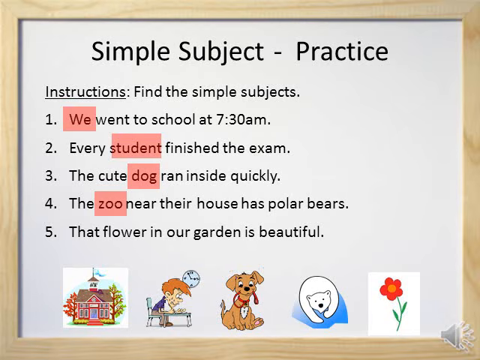Number 5, that flower in our garden is beautiful. What's the action of this sentence? Is beautiful. Who or what is beautiful? That flower. And what's the main word? Flower. So flower is the simple subject. And again, this could be confusing because you also have the noun garden. But in this sentence, we are saying the flower is beautiful, not that the garden is beautiful. So the simple subject is flower.